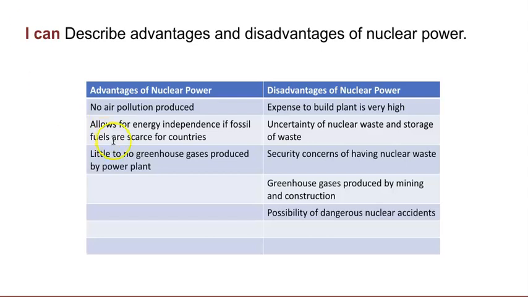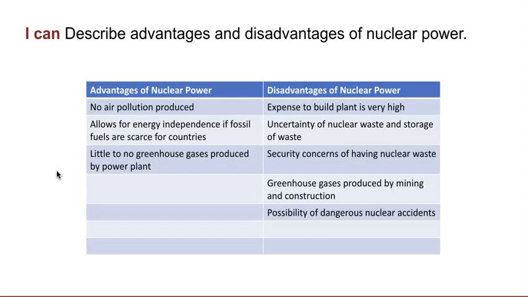The big things to know is that there's no air pollution, there's no greenhouse gases. So this is huge. This is what some people who want to stop climate change think is a good stopgap. It's not a forever solution to burning fossil fuels because, again, uranium is a non-renewable resource, so we don't have infinite.